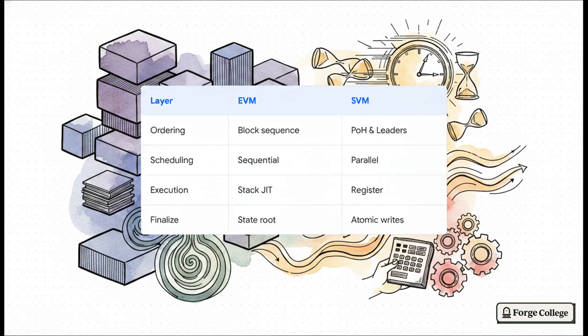In execution, the EVM relies on a stack-based bytecode interpreter, while SVM uses register-style instruction execution. And for finalization, EVM updates the state root and handles gas refunds, while SVM performs atomic account writes. It's literally the exact same 4 steps, solved with completely different engineering philosophies.